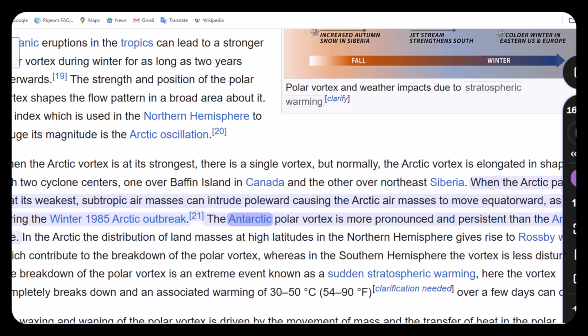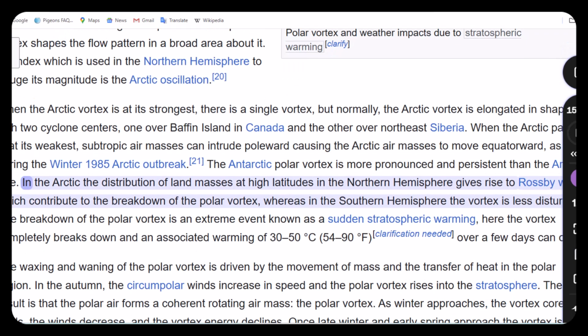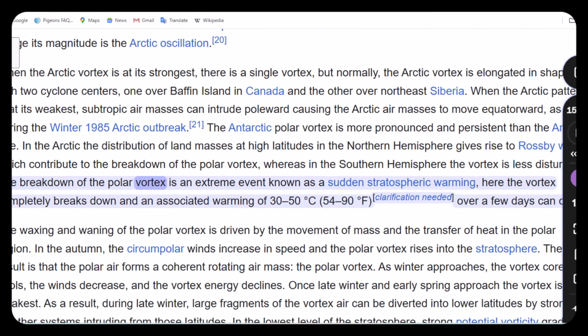The Antarctic polar vortex is more pronounced and persistent than the Arctic one. In the Arctic, the distribution of land masses at high latitudes in the northern hemisphere gives rise to Rossby waves, which contribute to the breakdown of the polar vortex, whereas in the southern hemisphere, the vortex is less disturbed. The breakdown of the polar vortex is an extreme event known as a sudden stratospheric warming. Here, the vortex completely breaks down, and an associated warming of 30-50 degrees Celsius, 54-90 degrees Fahrenheit over a few days can occur.